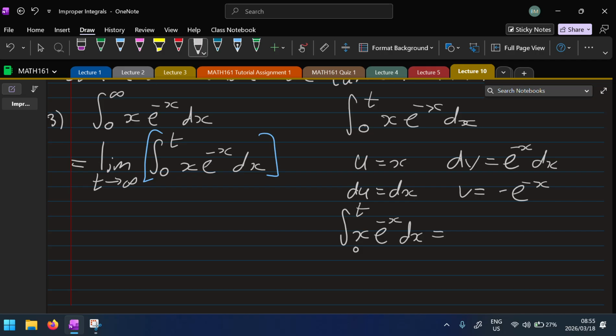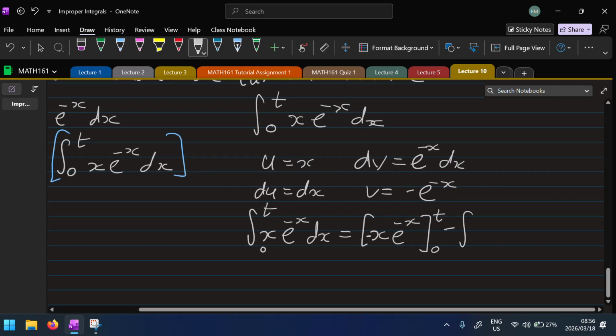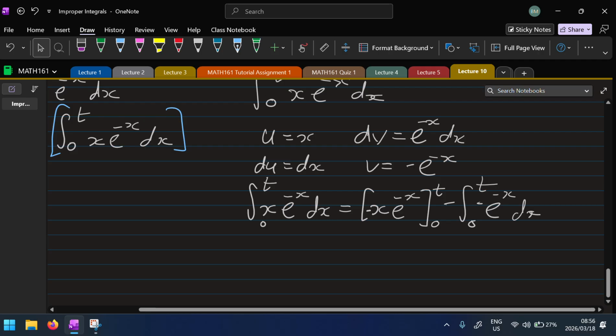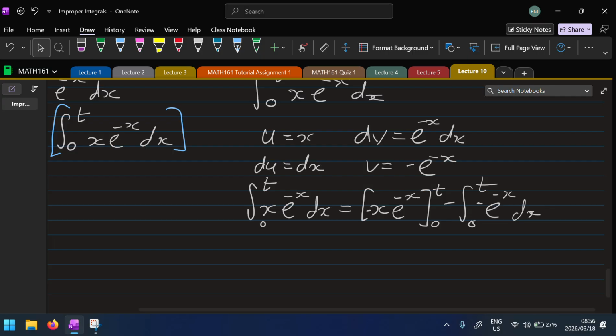Integral u dv equals uv minus integral v du. So that will be uv, and we've got the minus sign from v, from 0 to t, minus the integral v du, and again, this goes from 0 to t. Okay, so now we substitute. For the first bracket, if we put in t, we're going to get minus t e to the minus t. And if we put in 0, we've got an x in the front, so that just makes everything 0.